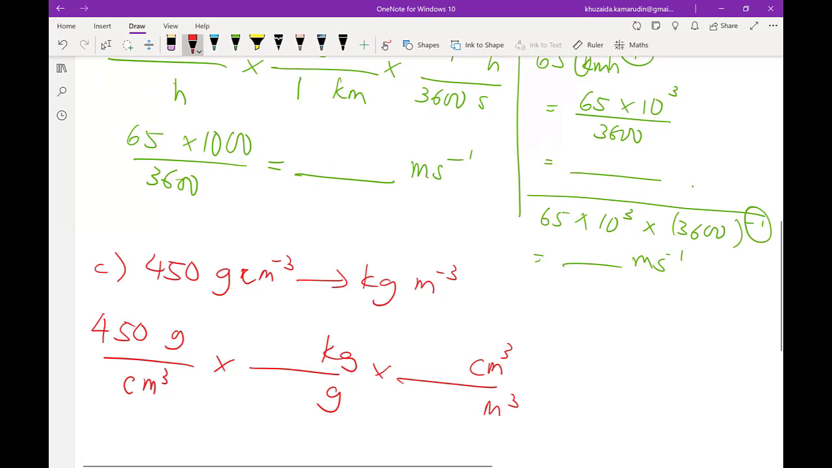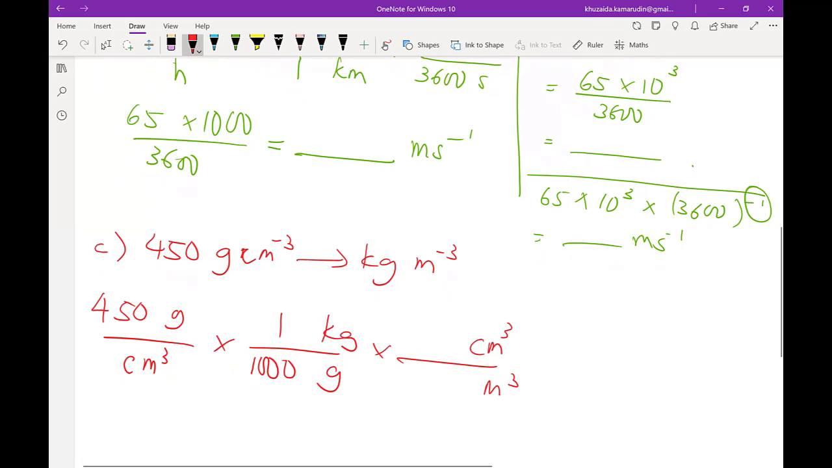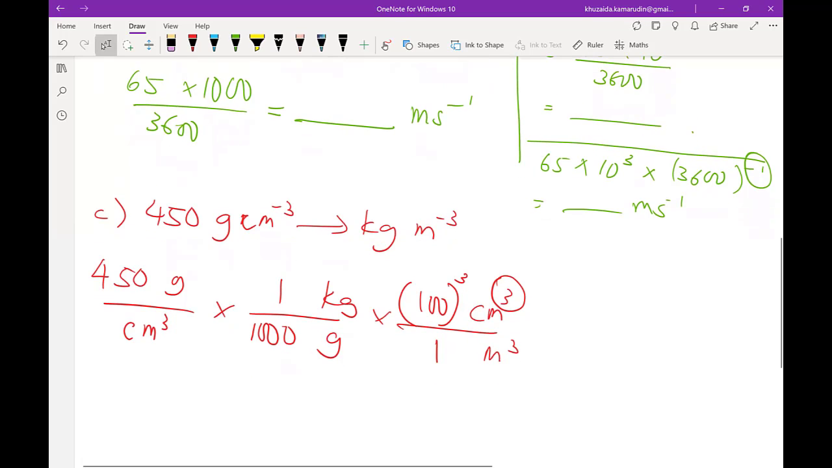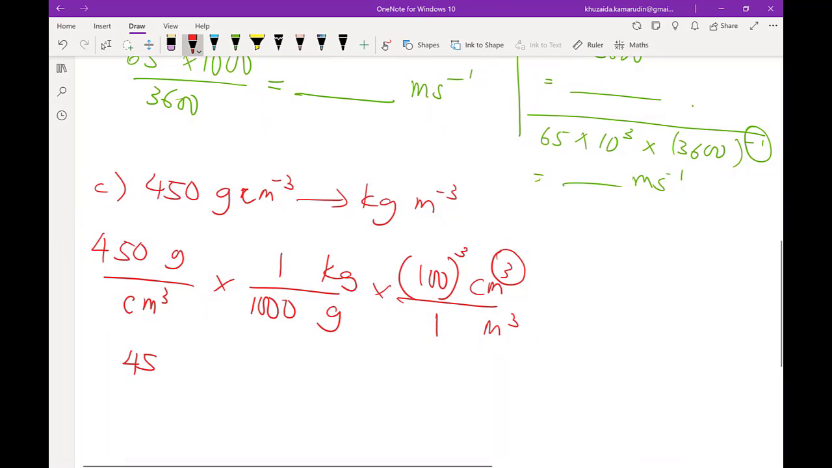Alright. Okay, so this one 1 kg is equal to 1000 gram, no problem. Okay, and then this one you have 1 meter equals 100 centimeter. But it doesn't stop there, because you have cube over here, so for this value you also have to put the cube, power of 3. So therefore what you're gonna have is 450 times 100 to the power of 3 divided by 1000.